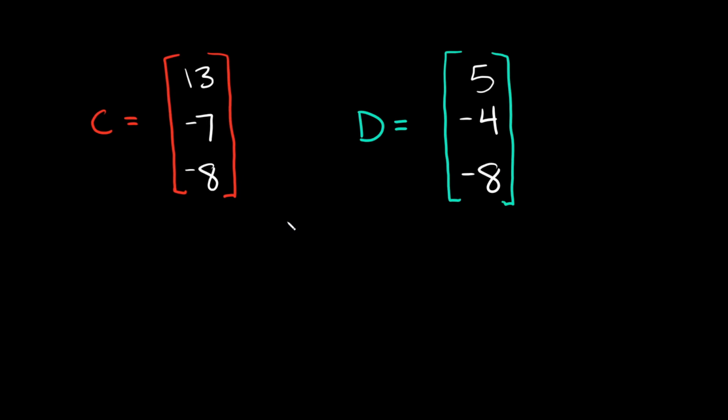Okay, so here is our second example. So here we have C is equal to this matrix right here, and we have D is equal to this matrix right here. Okay, and I want to know what C minus D is equal to.